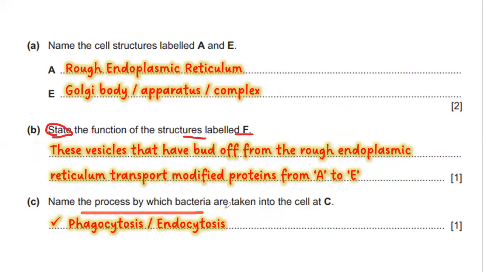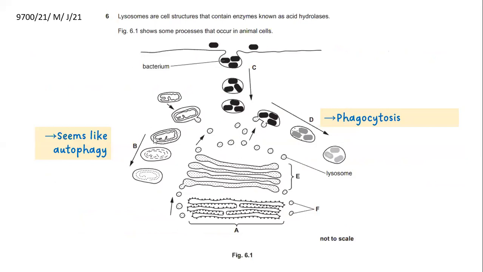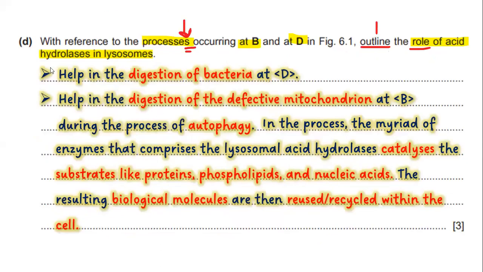Name the process by which bacteria are taken into the cell. You may say phagocytosis or endocytosis because it's coming into the cell membrane. So endocytosis, whatever you call it. With reference to the processes occurring at B and D in figure 6.1, outline the role of acid hydrolases in lysosomes. With reference to processes at B and D, here's killing digesting bacteria, here's digesting an organelle.